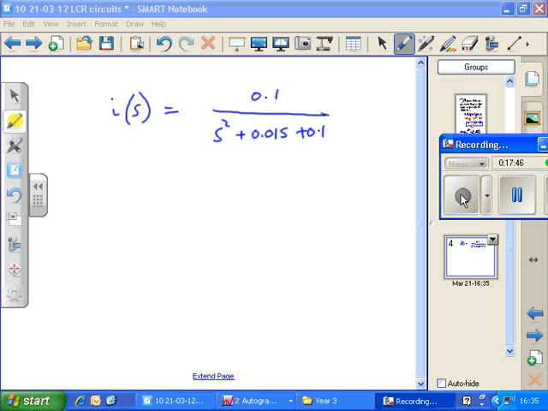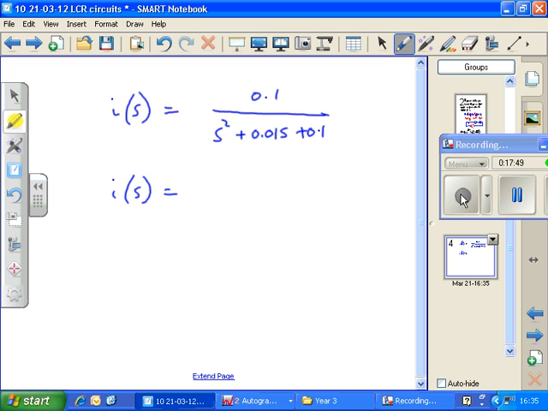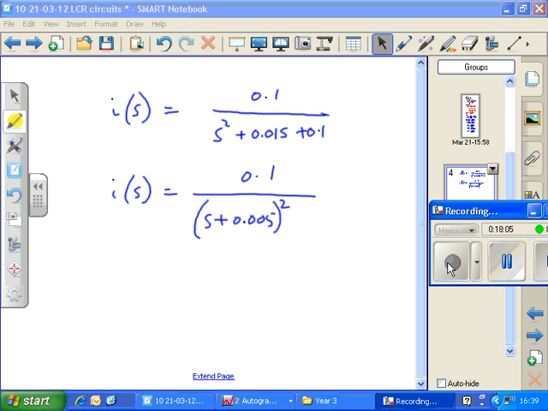So this equals 0.1 over s plus, what's a half of 0.01? 0.005 squared. Now, what have we got to do about the rest of it? What have we got to do now, though? Square the 0.005. What's that?